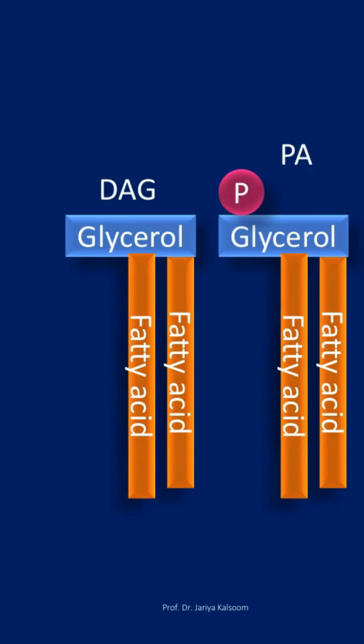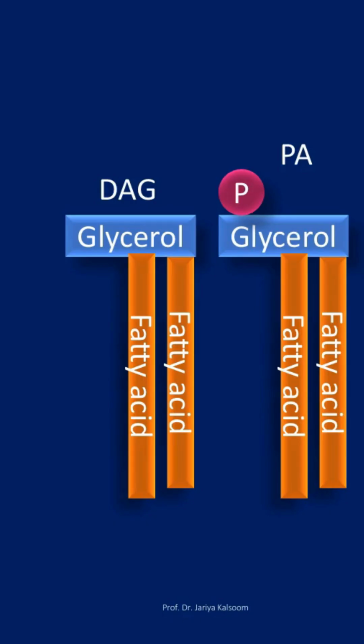Because of this, DAG is neutral. It can freely flip between inner and outer leaflets of the membrane. But phosphatidic acid is charged, so it cannot flip on its own. It needs special enzymes like flippases to flip across the inner and outer leaflets.